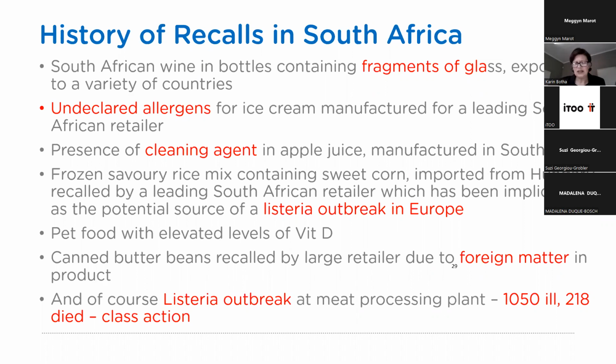Undeclared allergens in ice cream, cleaning agent in an apple juice product, Listeria. This is also a good example where they used an ingredient that was contaminated with Listeria, or implicated in a Listeria outbreak in Europe, and then they had to do a forward traceability on all the product they produced using this ingredient, because they had to retrieve all of that from the market. That's why it's so important to make sure that you've got very good, trusted suppliers, and that they've got their systems in place as well.